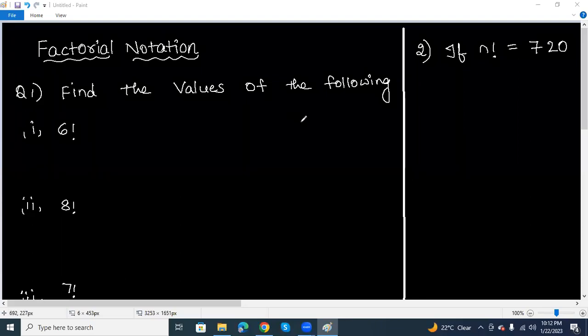Hello everyone. Here I am with a few questions using factorial notation. Let's see. Find the values of the following. The first one is 6 factorial.